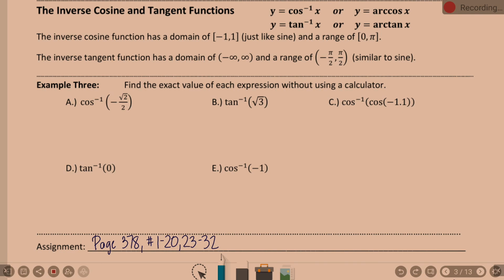Now, some domain and range information. The inverse cosine function, so now we're talking cosine, has a domain of -1 to 1. So just like sine, your input has the same options, -1 to 1. The range is different. It has a range of 0 to pi. Where is 0 to pi on the unit circle? 0 to pi on the unit circle is 0 to 180, quadrants 1 and 2.